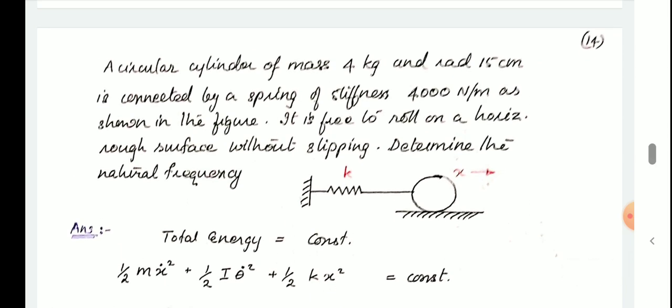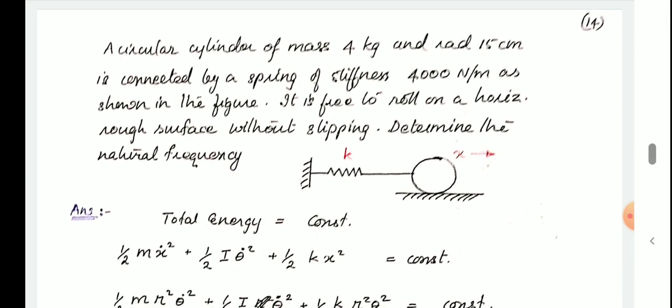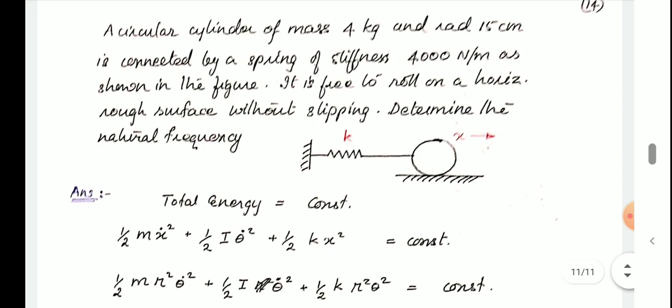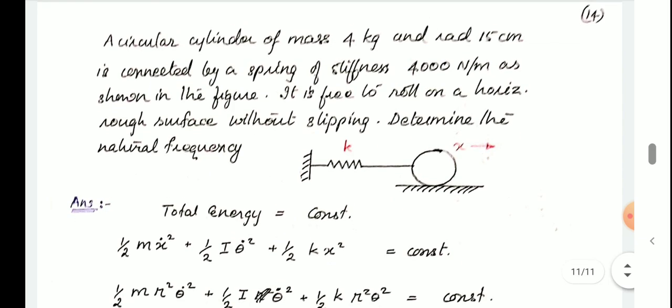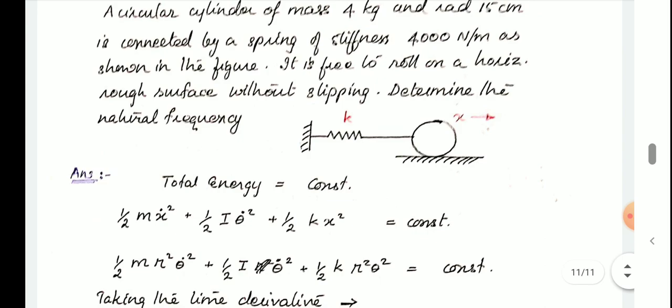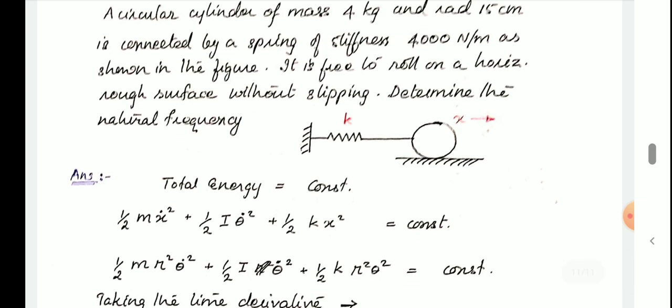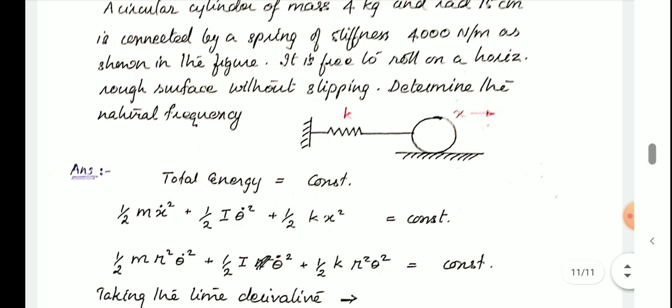Let us move on to one more example. I'll read out the question. You please look into the figure. A circular cylinder of mass 4 kg and radius 15 cm is connected by a spring of stiffness 4000 Newton per meter as shown in the figure. It is free to roll on a horizontal rough surface without slipping. This is the important sentence here. The cylinder is free to roll on a horizontal rough surface without slipping.